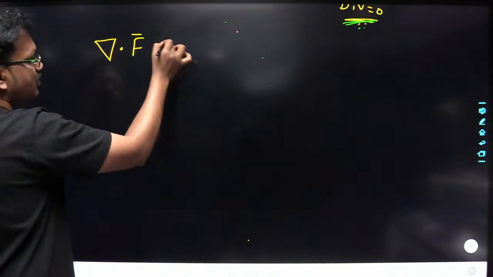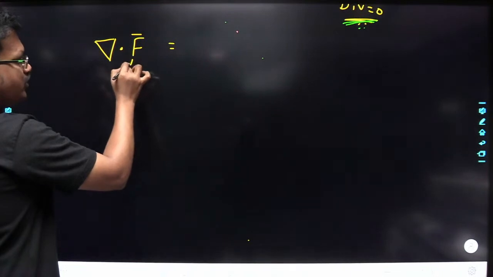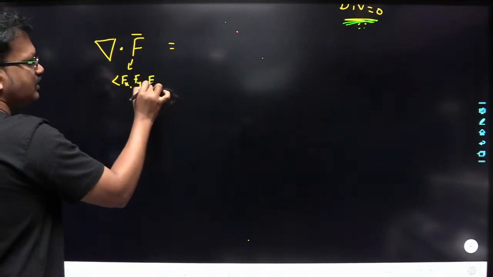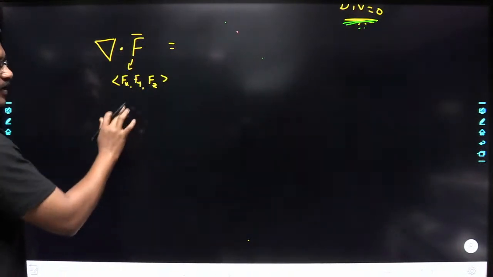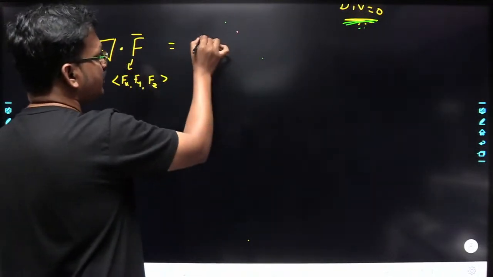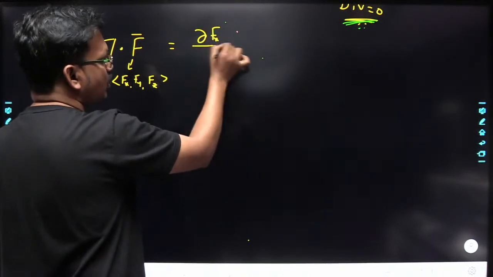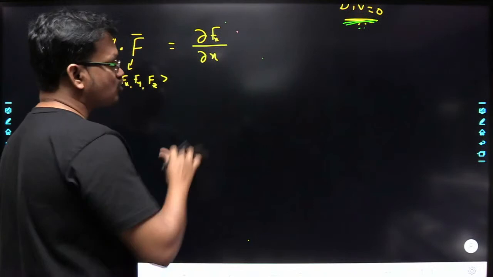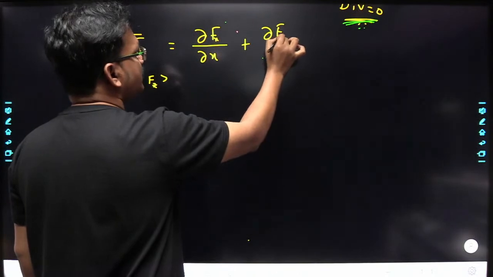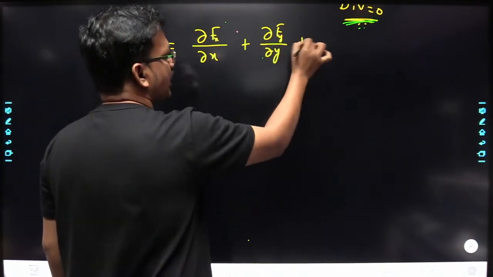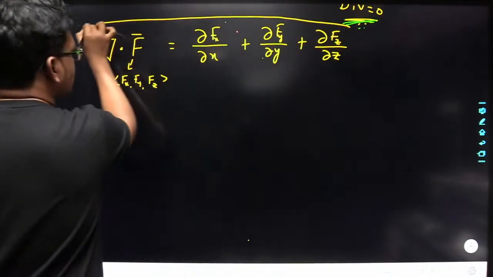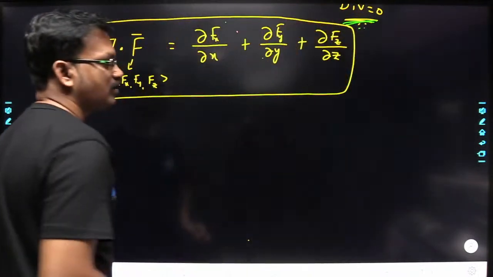So divergence of f bar is equal to what? This f bar is a vector field. It is going to have an x component, a y component and a z component. If you expand this divergence of f bar, what are you going to get? Differentiate the x component of the vector field with respect to x. This is going to be the first term. The second term is to differentiate the y component of the vector field with respect to y, and differentiate the z component of the vector field with respect to z. This is going to give you the divergence of a vector field.